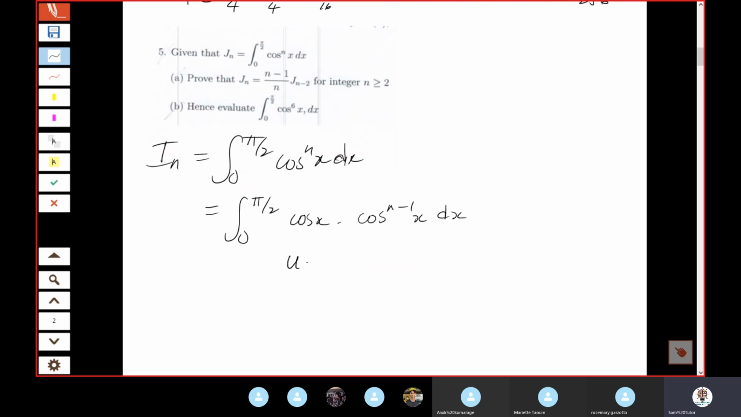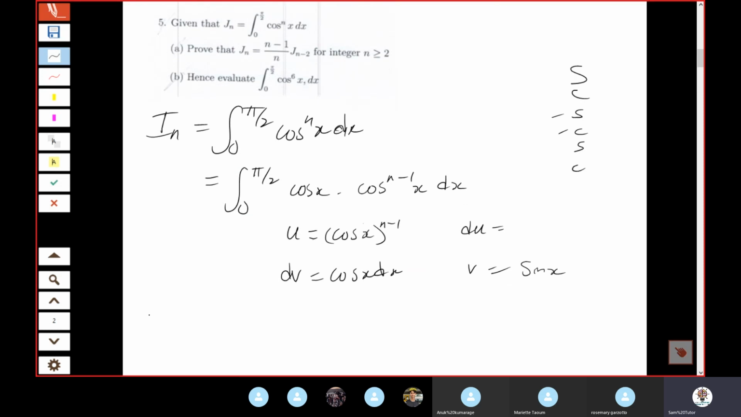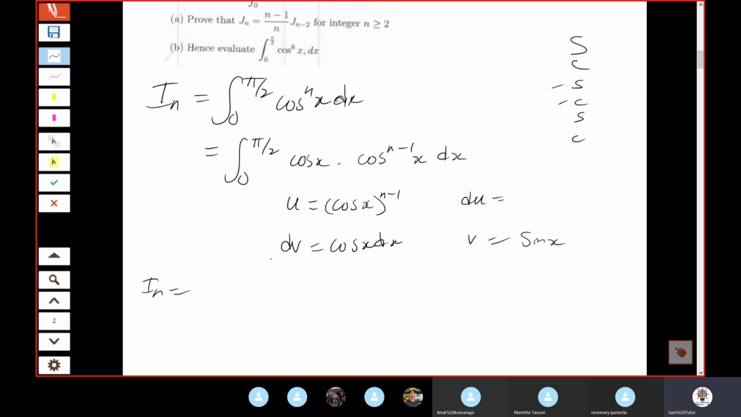I write u equals cos^(n-1) x. If you want to just leave it in chain rule form so you don't miss anything, find du. dv is cos x dx, and the integral of cos is positive sine. So try to see if you can continue from there. Try to get the derivative out using chain rule, and then try to write the integral and see which line you'll get stuck at. It's good to find this out.